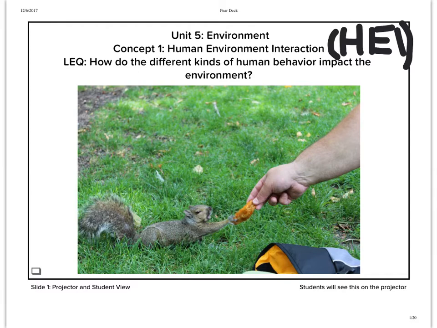The LEQ I want you to answer and think about for Concept 1 is what's on the screen. How do the different kinds of human behavior impact the environment? This mirrors the UEQ, talking about how human behavior has an impact on our environment around us. And you see our little picture, we have our human, and he's giving a chicken nugget or something to our squirrel. So he's interacting with the environment. Cool.